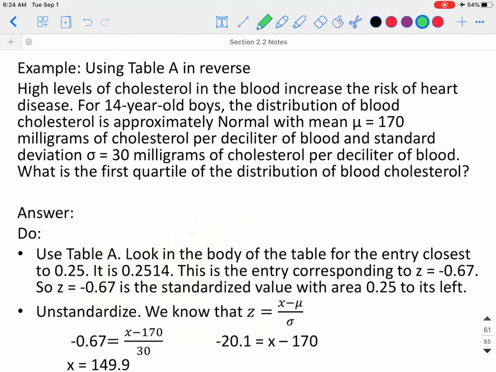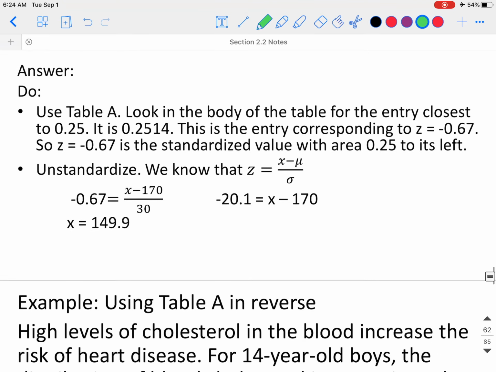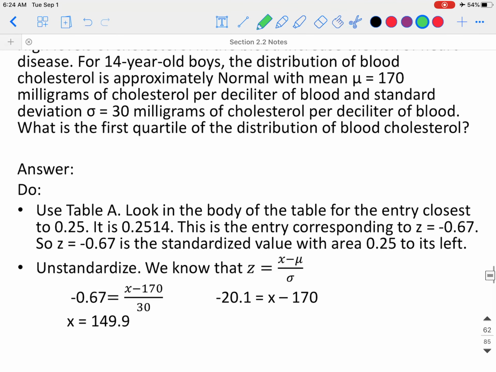We're going to find 0.25 of our area. To do this, the first thing you need to do is go to Table A and find an area that is close to 0.25 inside the table. The closest area to 0.25 is 0.2514. And remember, you're going to work your way out to the top to see what the z-score is that corresponds. The z value that corresponds to that is -0.67.